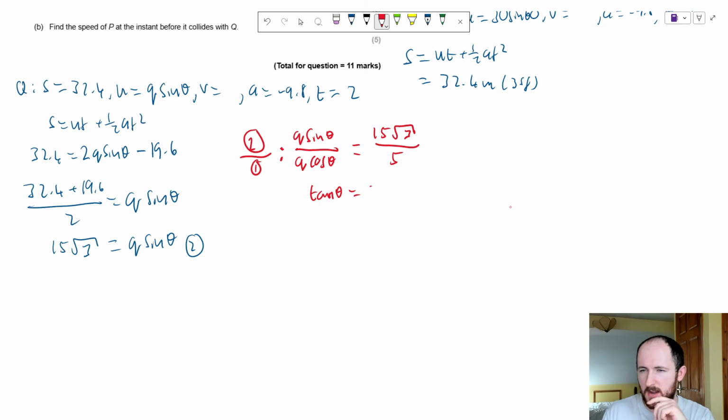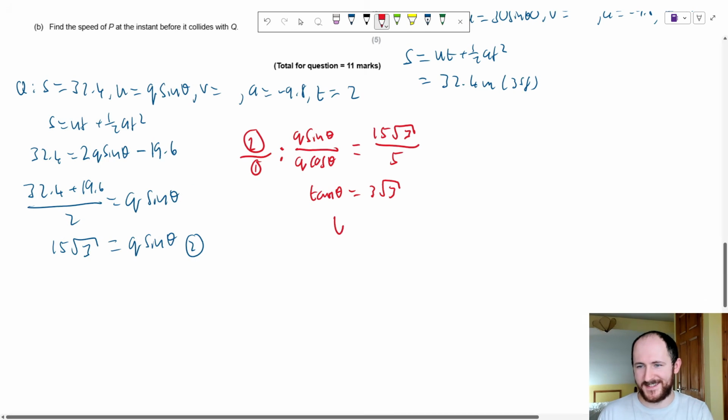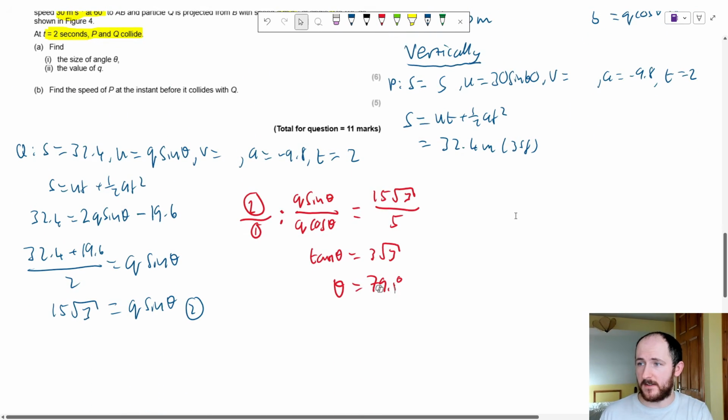Why do I feel like I know what that value is? You know what? I'm not that guy. Let's not pretend that I'm that guy. Yeah, that's not what I was thinking it was. So 79.1 degrees.